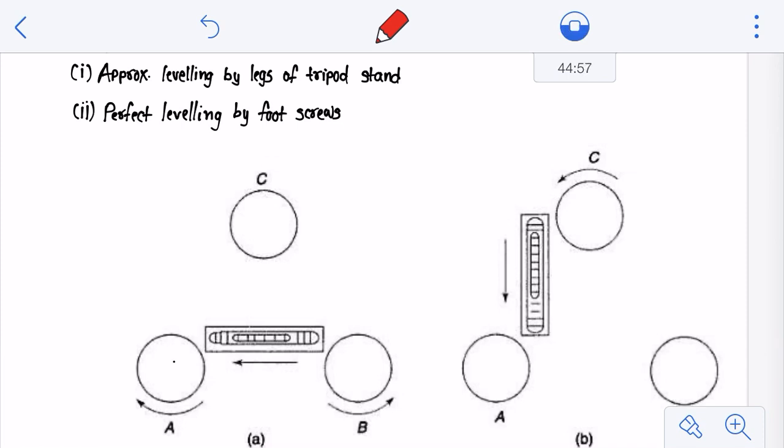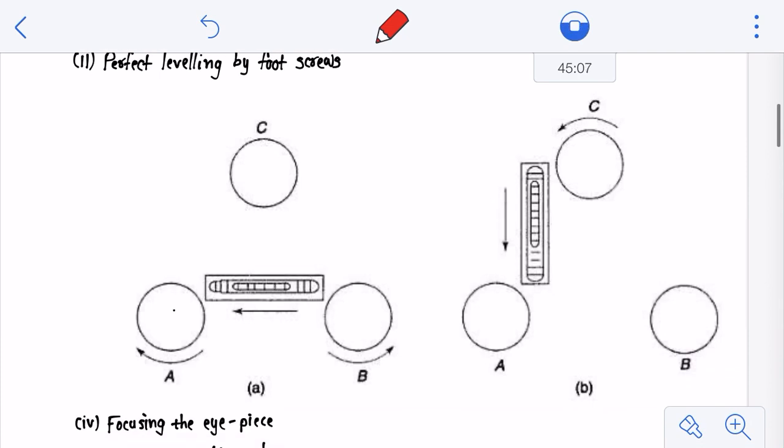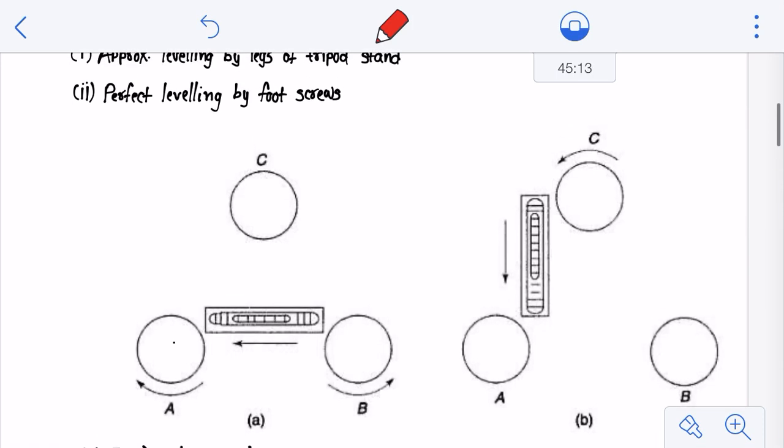What do you mean by that? You need to fix your three legs firmly into the ground. Then the third leg is moved to the left or right, in or out, until the bubble is approximately at the center of its run in the longitudinal bubble tube, as you can see here in figures A and B. But this is not the final one.